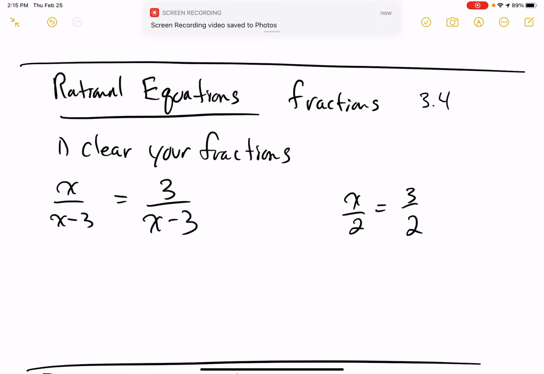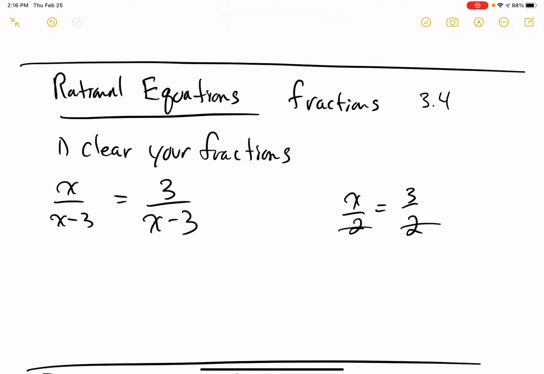Once you have that common denominator, you can clear your fractions, which essentially means you cross off the denominators all the way across and only solve the numerators. If you look at this equation, we've got x divided by 2 is equal to 3 divided by 2. So it seems pretty obvious that x would have to be 3, right? And the reason for that is we can clear out the denominators.